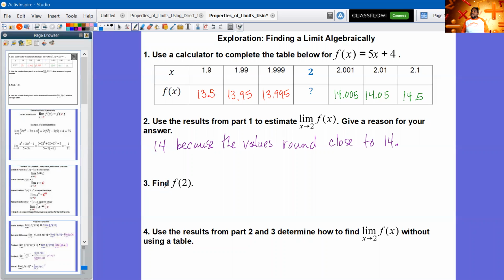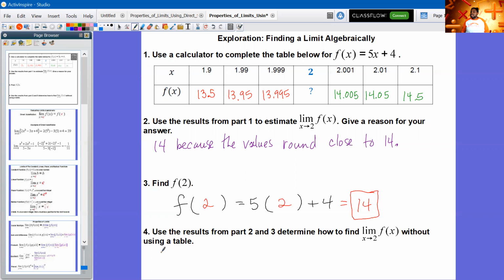And then part 3 says find f of 2. So recall from algebra, to evaluate a function, you substitute in the value of x. So if there's a 2 there, I'm going to put a 2 there and then evaluate that, and I get 14. And so if you notice here, I got 14 here, and I estimated the limit to be 14 here. So I'm going to use both part 2 and part 3 to determine how to find the limit of f as x approaches 2 without using a table.